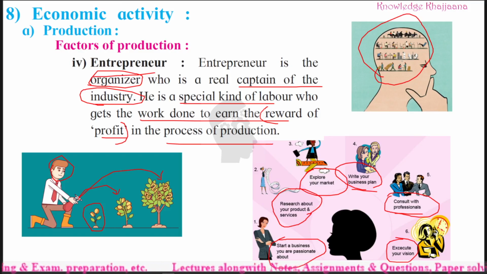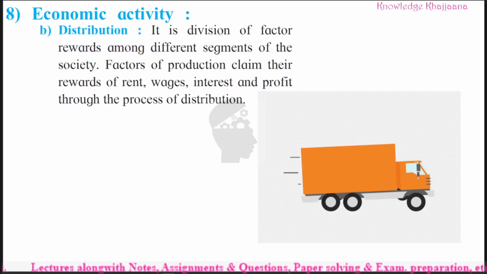Now, after production, what should be done? What is the second activity after production? That is distribution. What is meant by distribution? It is the division of factor rewards among different segments of the society. Factors of production claim their reward of rent. Who gets the rent? Land gets the rent. Who gets the wages? Labor gets the wages. Who gets the interest? Capital gets the interest. And who gets the profit? Entrepreneur gets the profit.